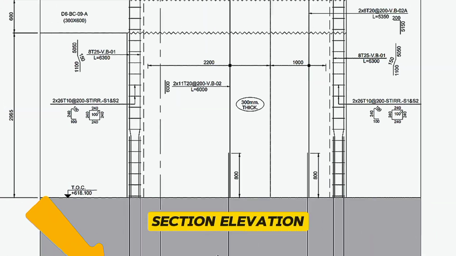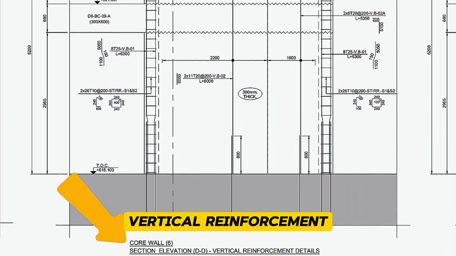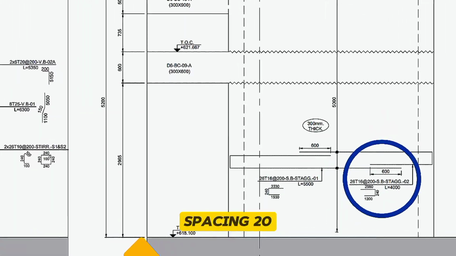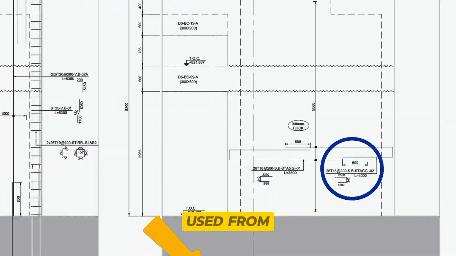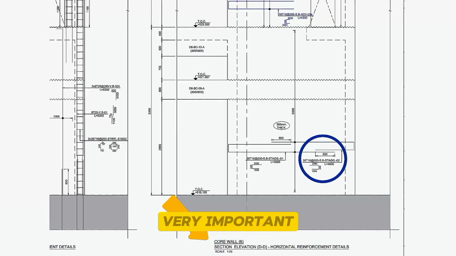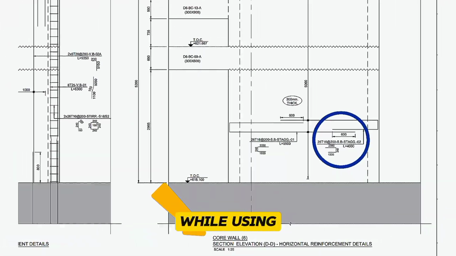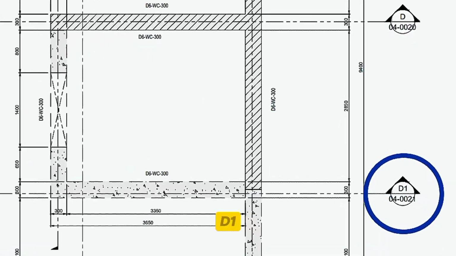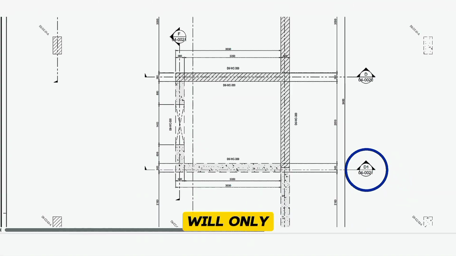In section elevation DD, vertical reinforcement details show that staggered 16mm spacing 20mm said bars will be used from the bottom to the top. It is very important to maintain cover while using steel bars in the wall. The concrete dimensions plans for section D1 indicate that the wall will only extend to level 1.